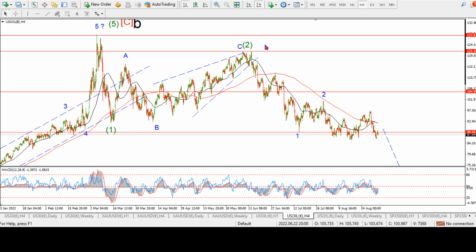Anyway, here is the pattern that I'm working with here: a possible 1, 2, and then a 1, 2, or a 1, 2, moving lower into a third wave down. So it's a pretty bearish pattern. So far, we haven't seen anything to rule that pattern out.